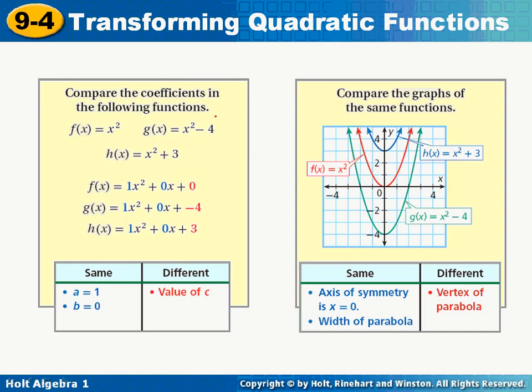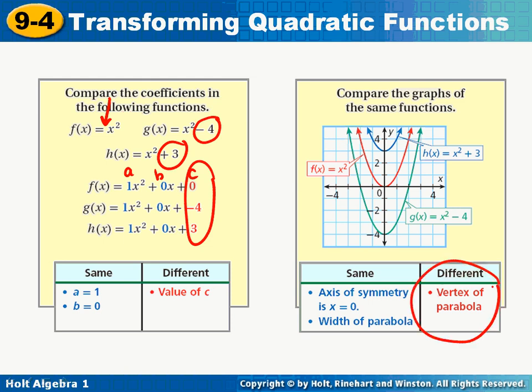Okay, now we're not going to change the coefficients in front. We are going to change this number on the end. Do you remember what that number is called? That is the c value. So this is a, this is b, and this is c. And if we change the c, we're actually changing the y-intercept. Now, by changing the y-intercept, we are changing the vertex of the parabola.